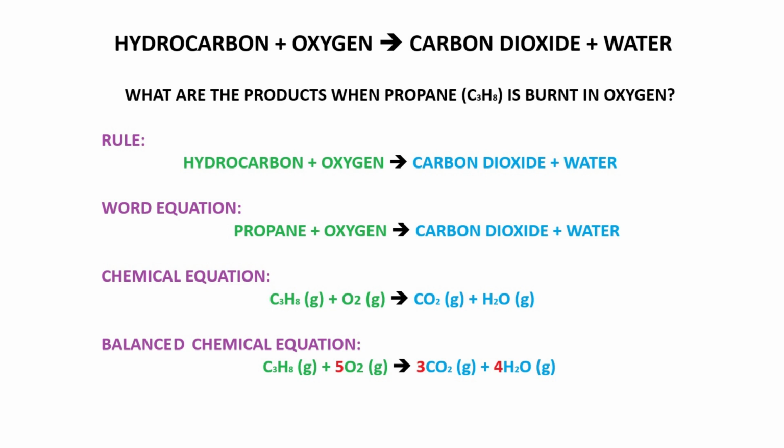Now that gives us 6 plus 4 oxygens, which is 10 oxygens in the products. So we go back to the reactants, and to get 10 oxygens, 5 times 2 is 10 oxygens in the reactants, and now the equation is balanced.